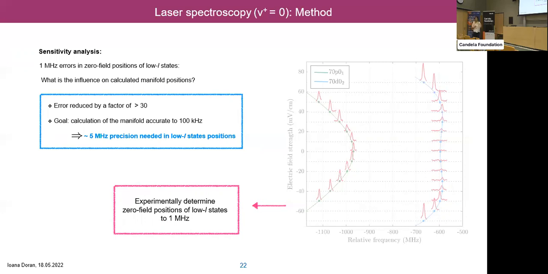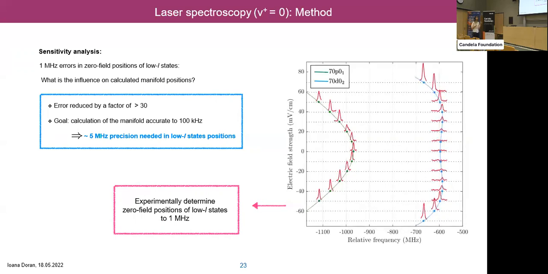However, in our millimeter wave analysis, we saw that in some cases, especially for the D states, which are less accurately described by the MQDT, we saw variations or discrepancies between the experiment and the theory on the order of tens of megahertz. So then in these cases, this would lead to a significant error in our calculations. But what we can do is to experimentally determine these positions. And here we make use again of the Stark effect, but this time in a small field range.